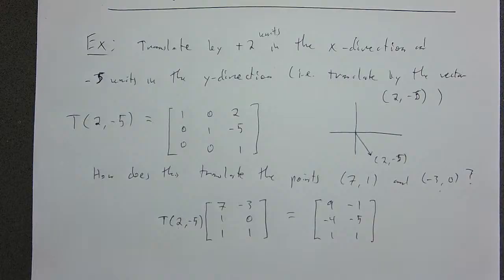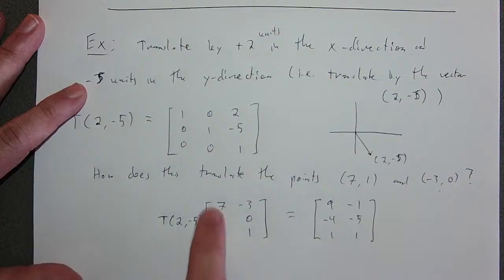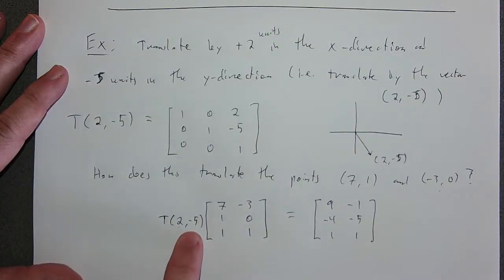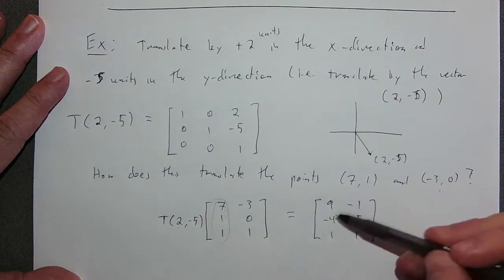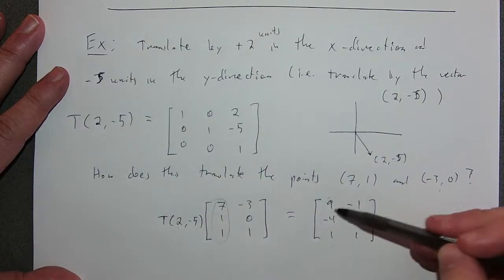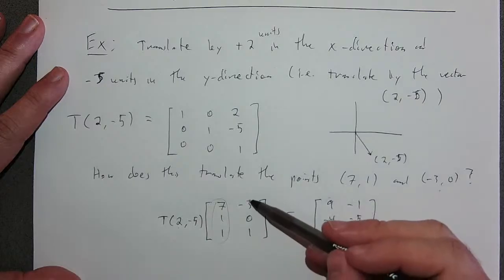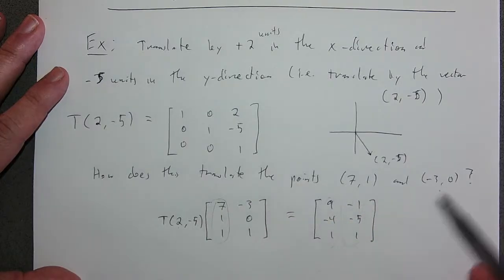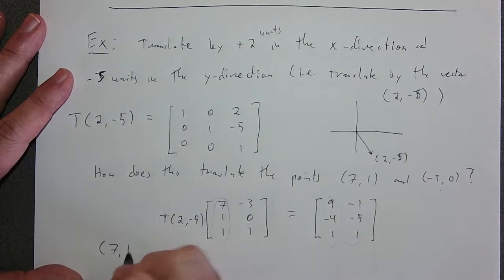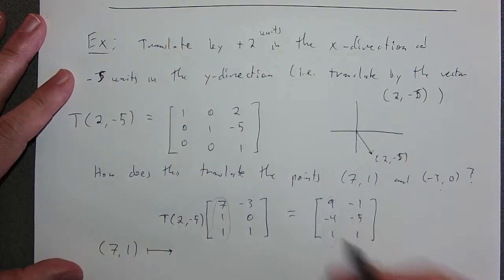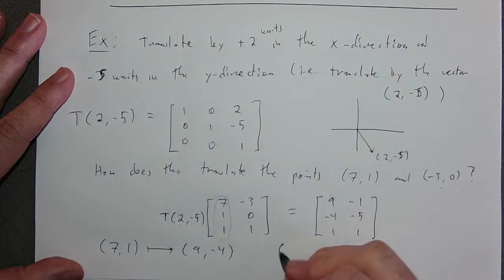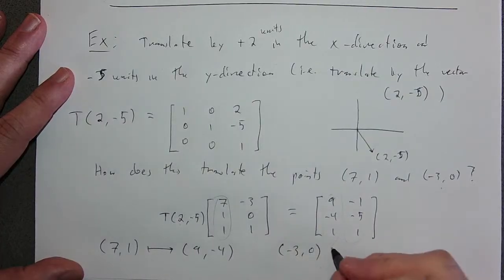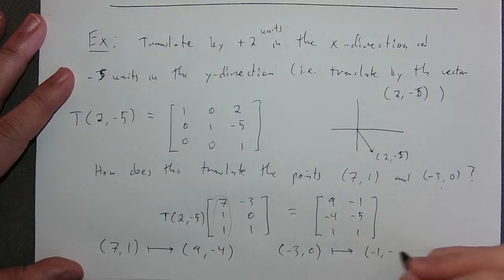Because now we're going to say, well, what does this mean when I multiply this matrix by T, 2 minus 5? It means that the point here, corresponding to this first vector, after this translation goes to the point 9 minus 4, and this point, which is minus 3, 0, goes to the point minus 1, minus 5. So 7, 1 goes to 9 minus 4, and minus 3, 0 goes to minus 1, minus 5.